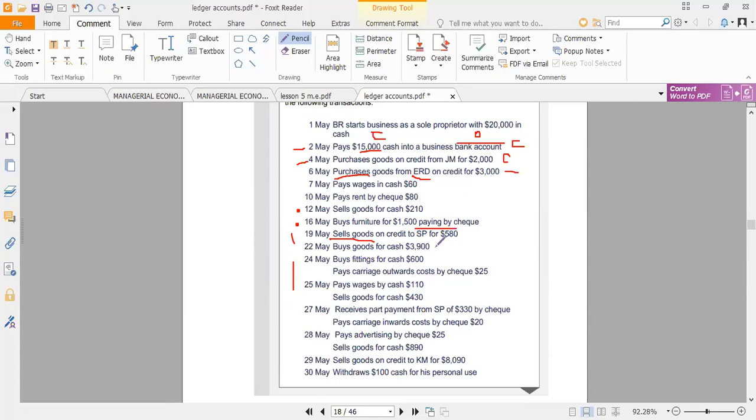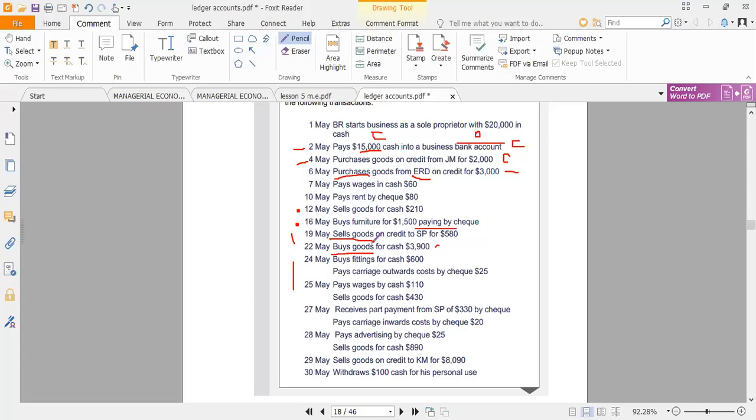Buys goods for cash, 3,900. Continue. I didn't know that I was muted. So buys goods for cash for 3,900. We have the cash that we spent, and then the goods that we are receiving. So the goods, whenever we buy goods, we call them what? Purchases. And when we sell goods, we call them what? Sales.